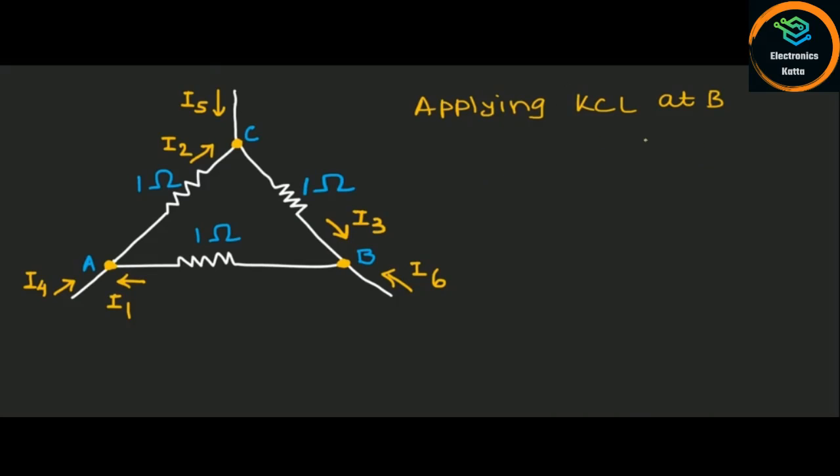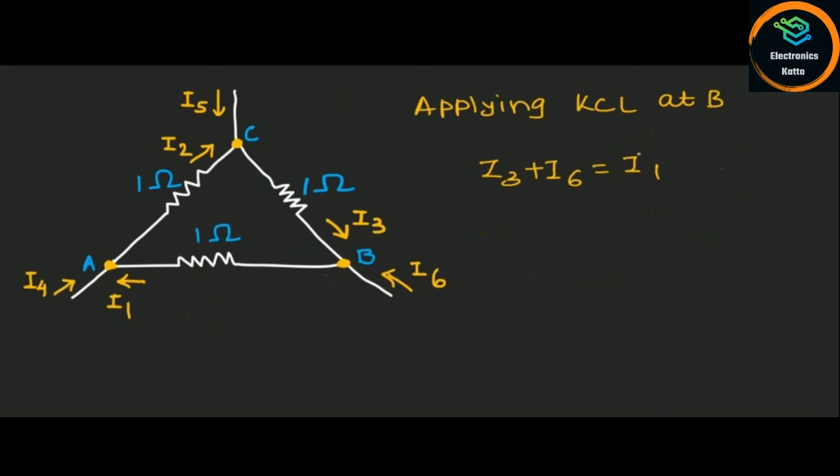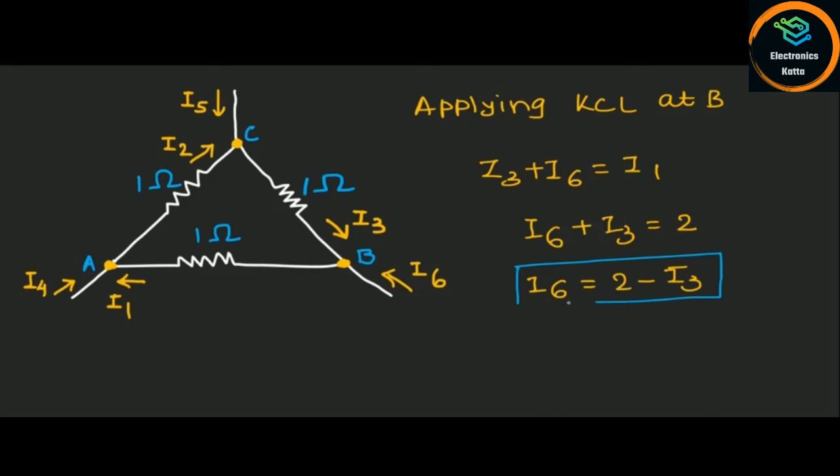After applying KCL at node B, we will get I3 plus I6 is equal to I1, as currents I3 and I6 are entering node B while current I1 is leaving node B. Now here we are given I1 is equal to 2 ampere, so we can substitute I1 as 2 ampere in this equation. So we get I6 plus I3 is equal to 2, or I6 is equal to 2 minus I3. Let's say this is equation 1.